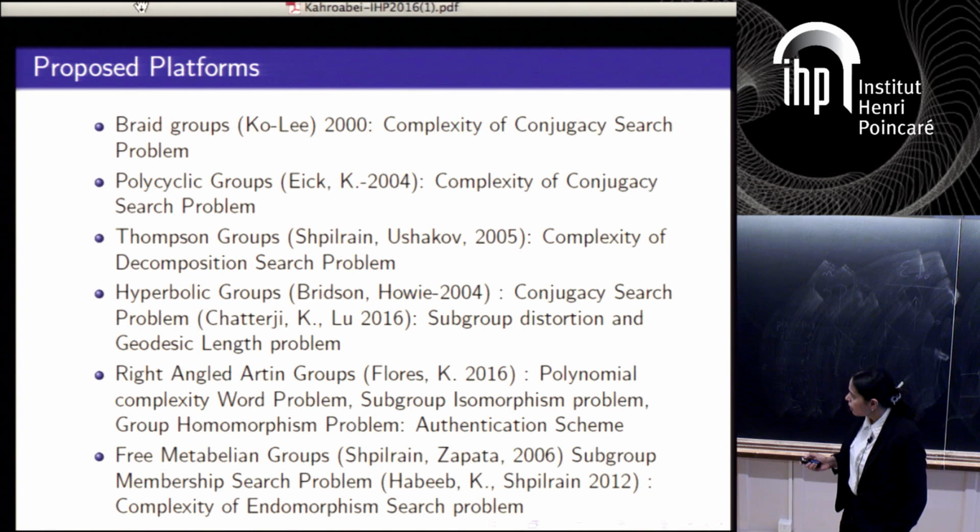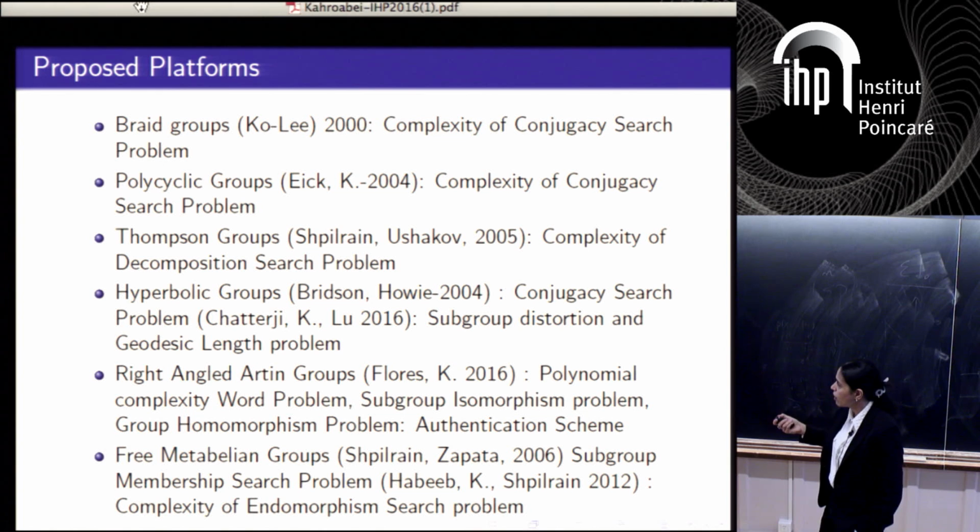I promised to give a survey talk about all sorts of groups that have been proposed for different kinds of group-based cryptosystems. The first one was braid groups. They are a generalization of the symmetric groups that you know. It was proposed by Ko and Lee, based on the fact that the conjugacy search problem is hard in these groups, but there was a length-based attack that could break this cryptosystem with some parameters.